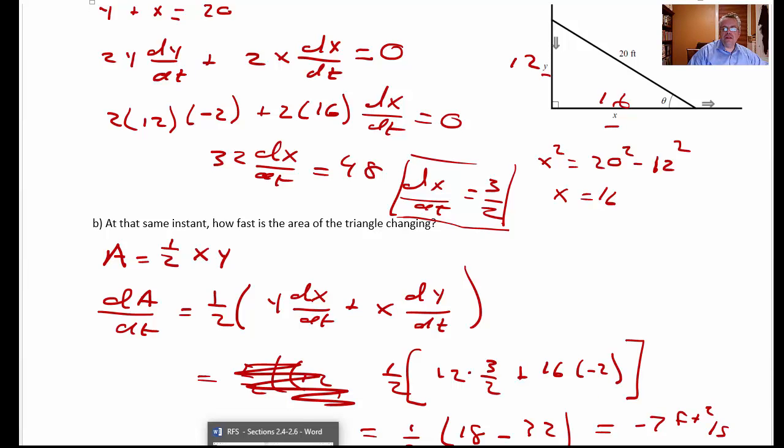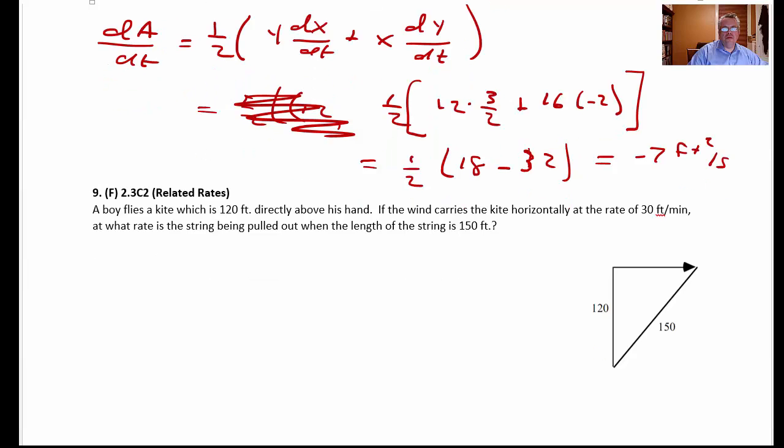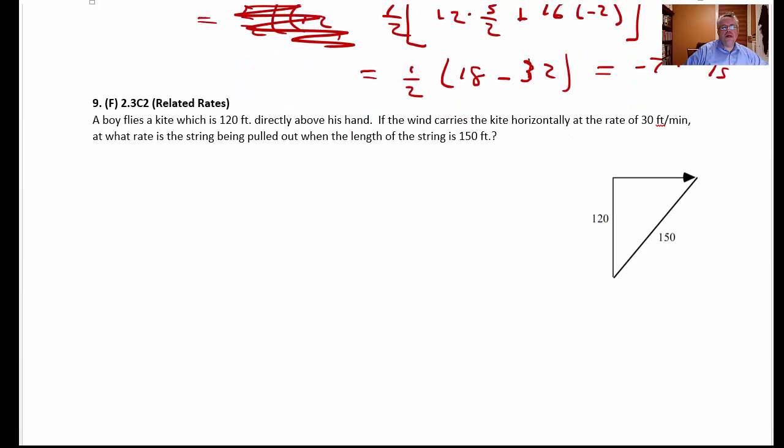So it turns out the triangle is getting smaller at this point in time. The derivative of the area is negative. Okay, so we're about ready here for the next one. Another Pythagorean theorem one. So it says a boy flies a kite which is 120 feet directly above his hand. Okay, if the wind carries the kite horizontally at a rate of 30 feet per minute, at what rate is the string being pulled out when the length of the string is 150?